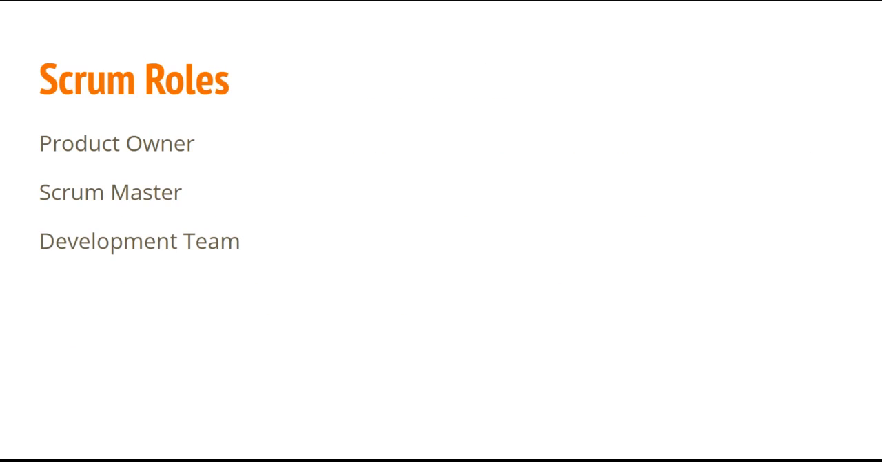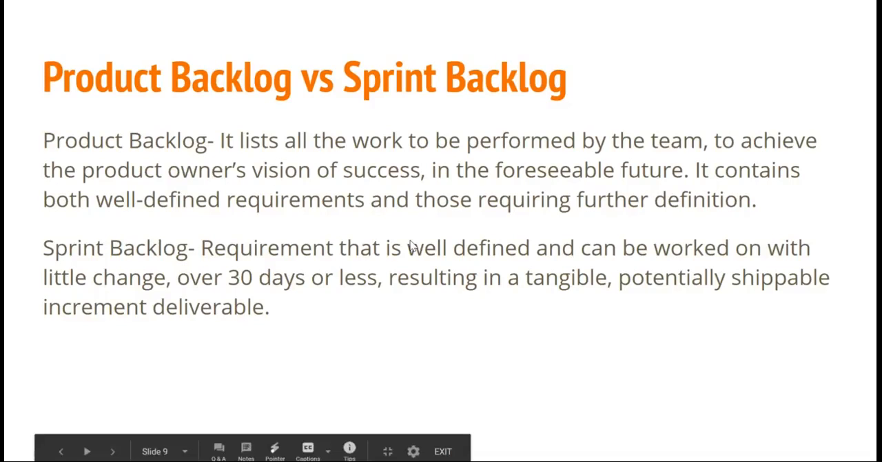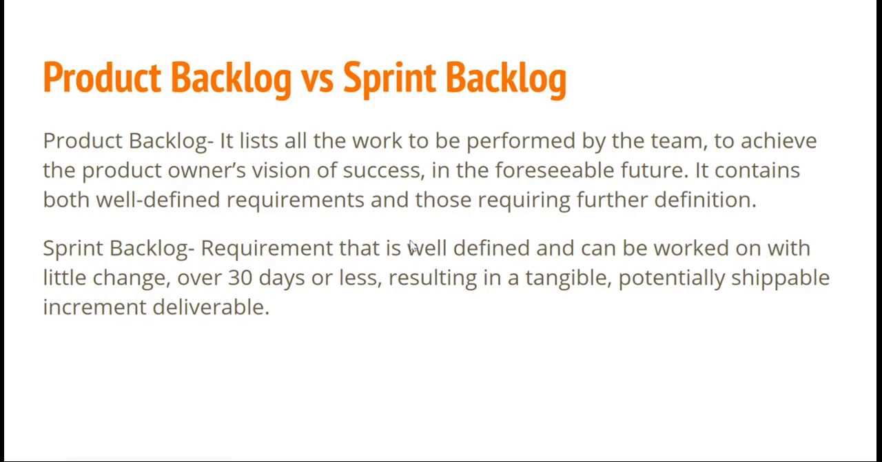The next thing that we have is the Scrum roles. There are three major roles in Scrum: product owner, Scrum Master, and the development team that includes all the programmers and the testers. The next thing that we have is the product backlog and sprint backlog. A backlog is divided into two types: product backlog and sprint backlog.